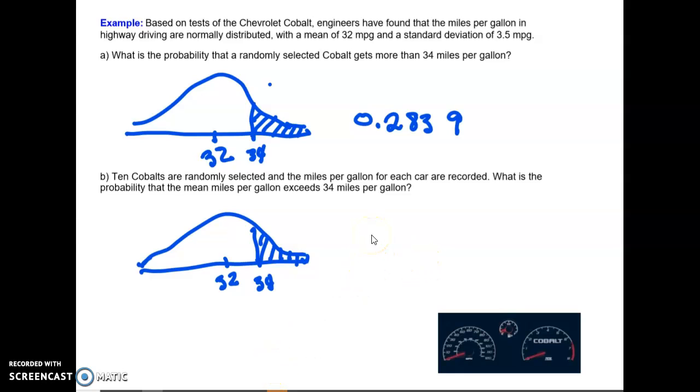Okay. Now, as I showed you before, if we were going to calculate the z-score for this, which we don't have to do because we can do it in the calculator, but if we did, this would be z is equal to 34 minus 32 divided by the standard deviation of 3.5. Now, since they gave us a sample size of 10, we have to divide by the square root of 10 on this one for the standard deviation.